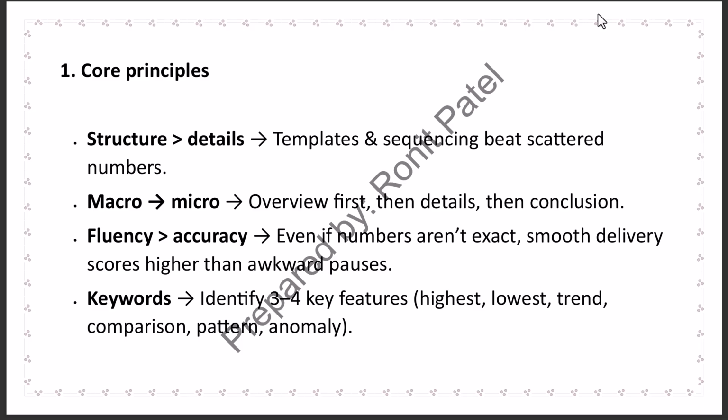Principle 4. Focus on keywords. You only need 3 to 4 key features such as highest value, lowest value, trend, comparison, pattern, anomaly. That's it. So Describe Image is not about saying more. It is about saying the right things fluently.